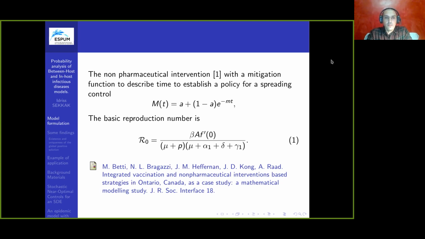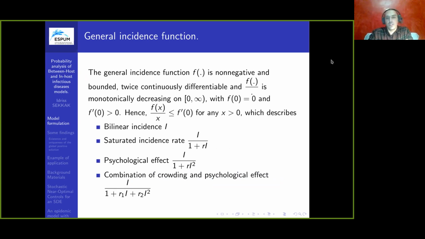Here, the general incidence function F is non-negative, bounded, twice continuously differentiable, and F of I over I is monotonically decreasing. We have that the derivative at zero is bigger than zero, and also some conditions on the derivative. This function can describe the bilinear incidence, I, the saturated incidence rate, I divided by 1 plus RI, a psychological effect, I divided by 1 plus I R power 2, and the combination of the crowding and psychological effect for those two functions. Normally, I should put the reference for those incidences, but I can send them if someone is interested in seeing the statistical aspect of each function.